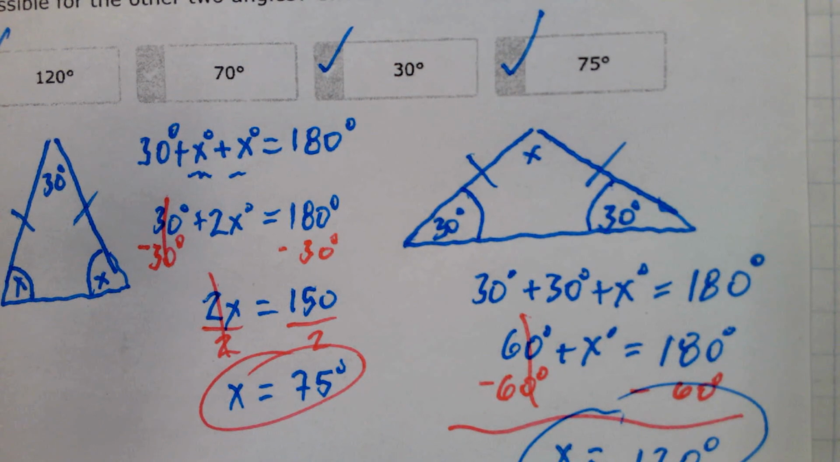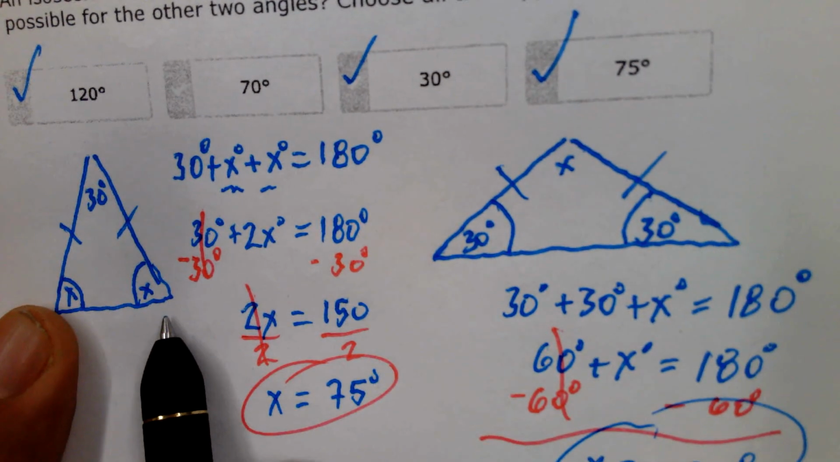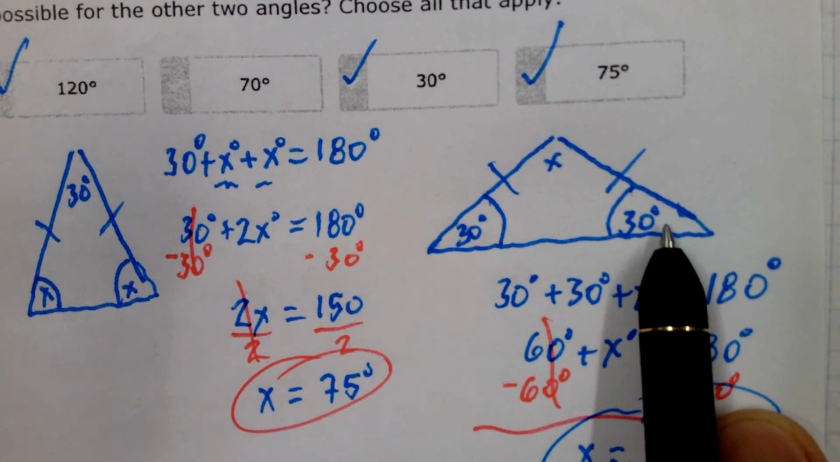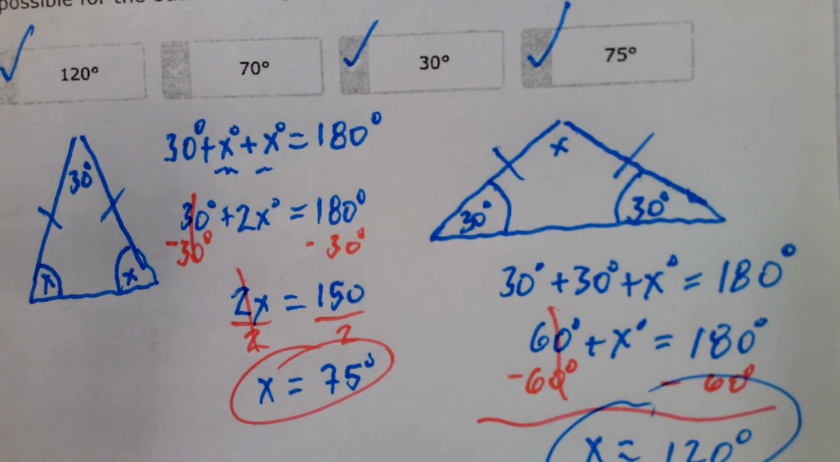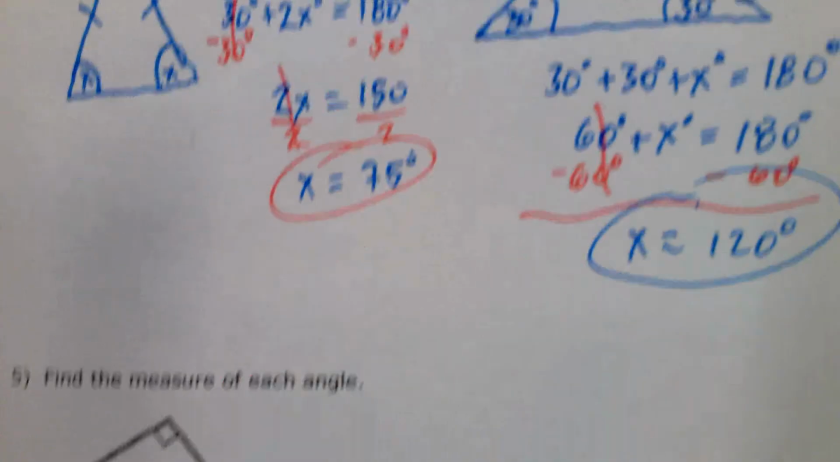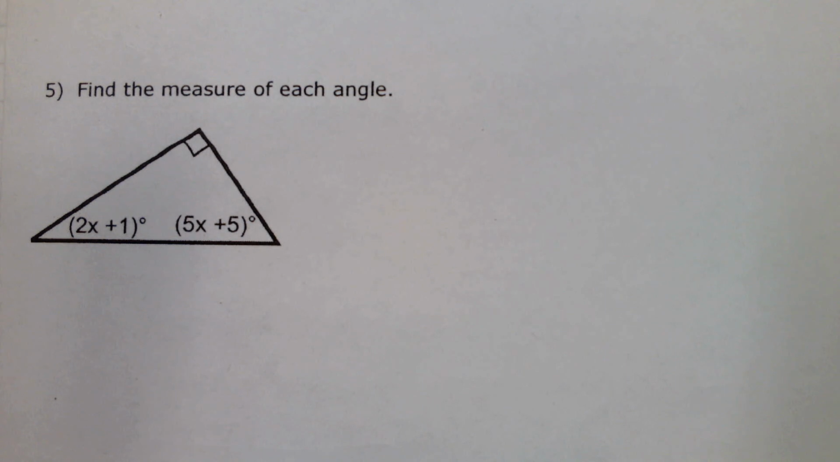Okay. So you got to remember, on an isosceles triangle, the base angles, angles at the bottom, are the same measurement. They're equal to each other. Okay. Any questions? All right. Last question. How would we find the measurement of this one?